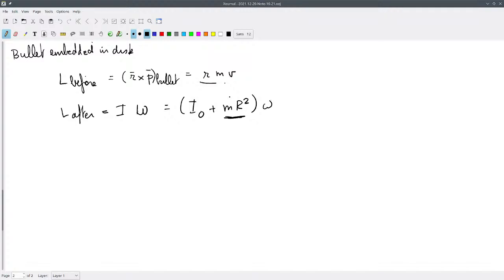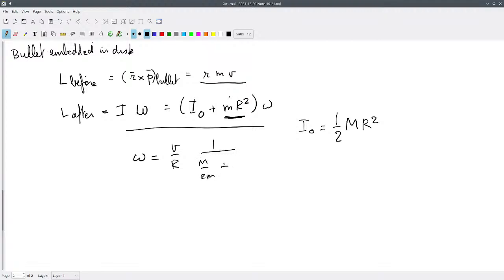And now, of course, we can set these two angular momenta equal and calculate what omega will have to be if we assume that this is a uniform disk, so it's 1/2 mr squared for the moment of inertia. Then we will find that omega is v over r times 1 over m over 2m plus 1. I'm not going to do this derivation because it's just algebra at this point. But if you look at this expression, it allows us to do things like look at the limits, right?